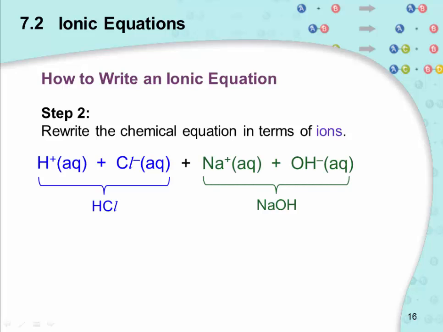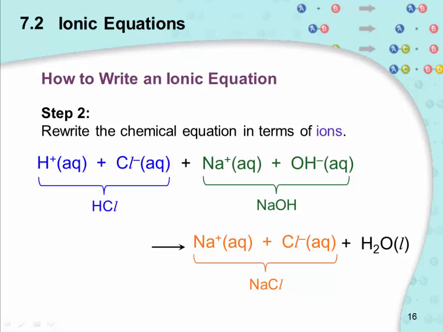So when you bring in the ions, it looks like this. HCl becomes H plus and Cl minus. Sodium hydroxide is Na plus and OH minus, becoming Na plus and Cl minus plus water. Now, why did you not break down the water? Because it is not aqueous, it is liquid. So any physical state that is solid, liquid, and gas, you do not need to break them down. Anything aqueous, you break down into ions.